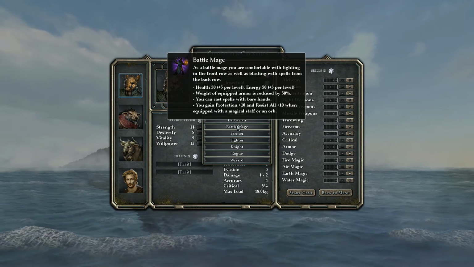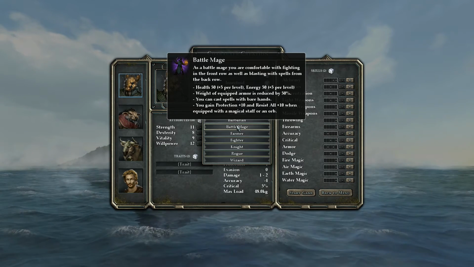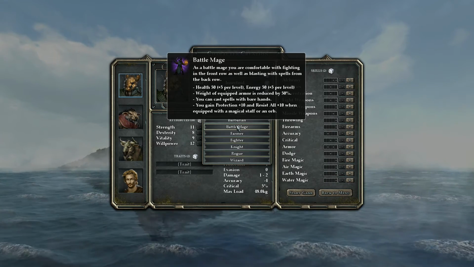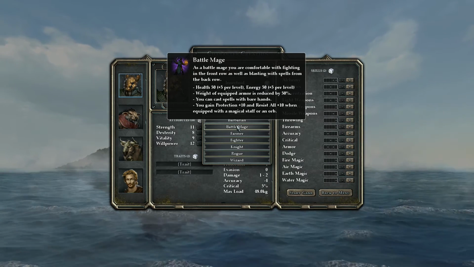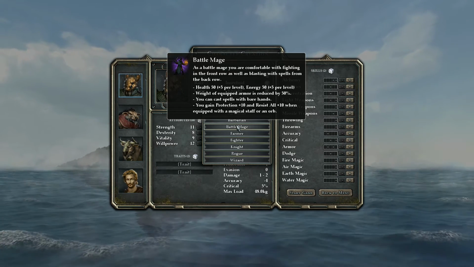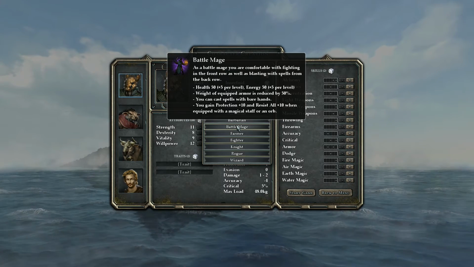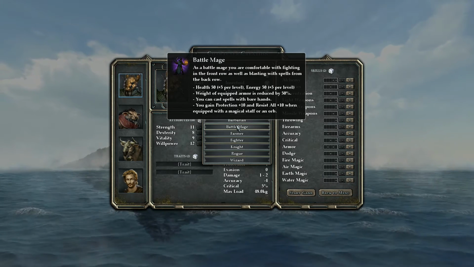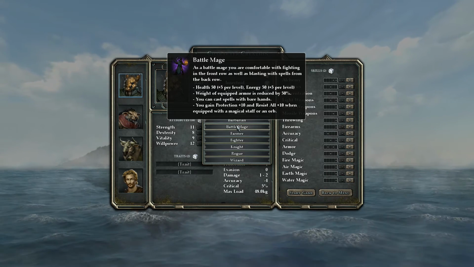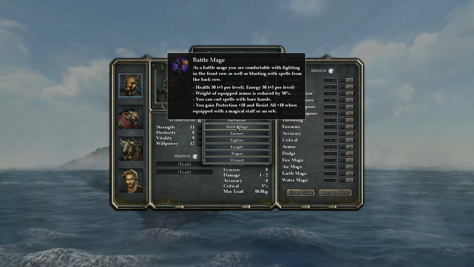Battle Mage. As a battle mage, you are comfortable with fighting on the front row as well as blasting with spells from the back row. Health 50, plus 5 per level. Energy 50, plus 5 per level. Weight of equipped armor is reduced by 50%. You can cast spells with your bare hands, and you gain protection plus 10 and resist all plus 10 when equipped with a magical staff or orb.